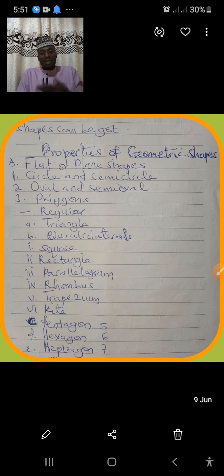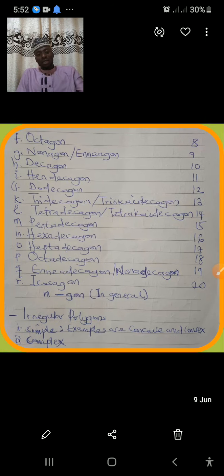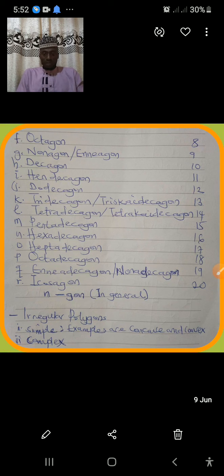Quadrilaterals are polygons, like square is a quadrilateral and it's a polygon. Rectangle is a quadrilateral, it's a polygon. Parallelogram, rhombus, trapezium, kite, pentagon. Pentagon has 5 sides, hexagon 6 sides, heptagon 7 sides, octagon 8 sides, nonagon or enneagon is 9 sides, decagon 10, endecagon 11, dodecagon 12, tridecagon 13.